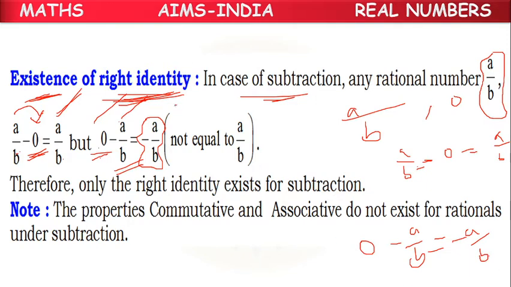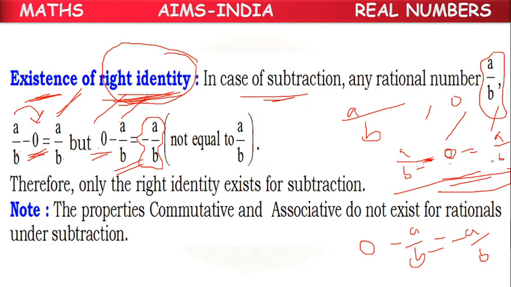So we can tell that there exists an identity element in subtraction which is 0, but it is considered a right identity. Means when we have 0 on the right side of subtraction, then only the rational number's identity will be the same. If it is on the left side, its identity will change. So in subtraction, identity will exist only on the right side. That's why we call it the existence of right identity.